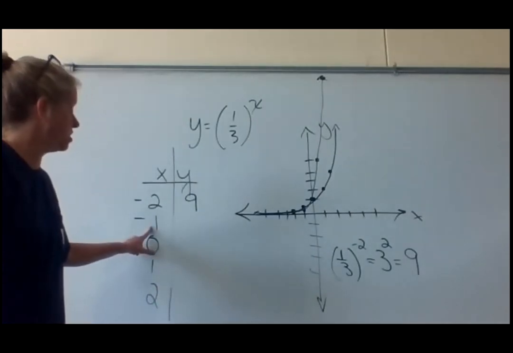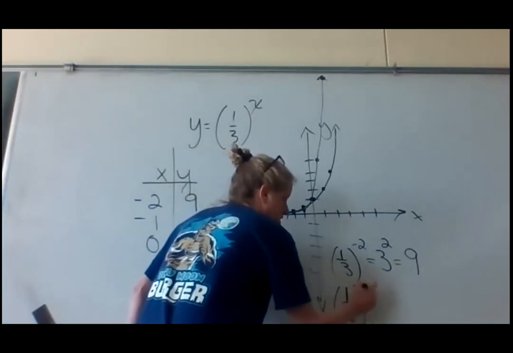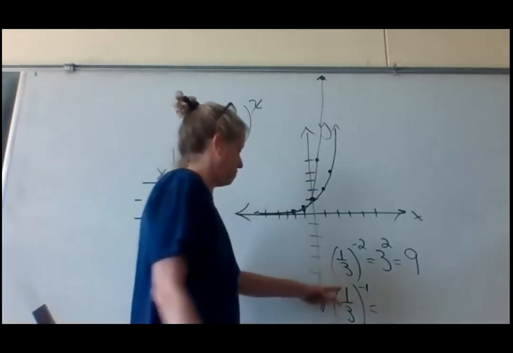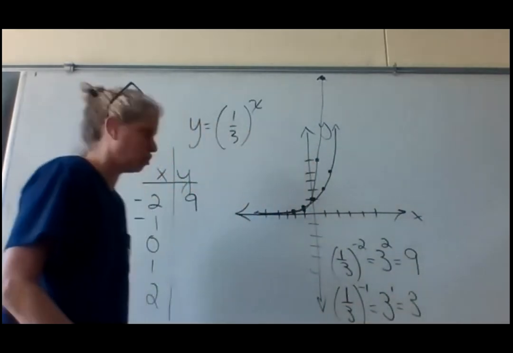Replace the x in the exponent with -1. So I'll have 1/3 to the -1 power. So let's see, if I flip that upside down, it'll be a 3 to the first power, which again, that's just 3.